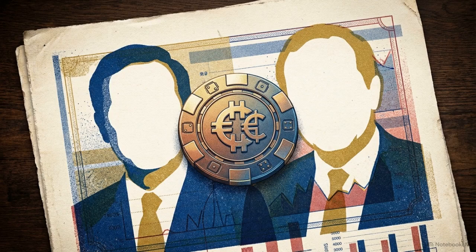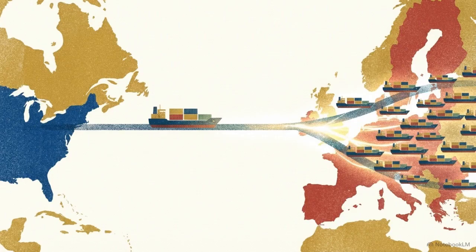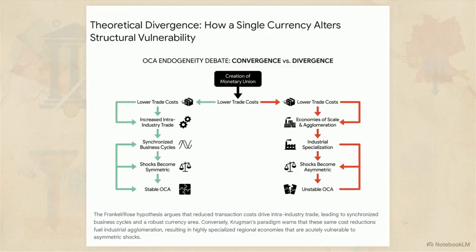It argued that a country doesn't need to meet the strict criteria for a currency union before joining. Instead, the simple act of sharing a currency and lowering trade costs will inevitably deepen intra-industry trade. This surge in trade acts as a transmission mechanism, organically synchronizing the business cycles of the member states after the fact, ultimately resulting in a stable currency area.